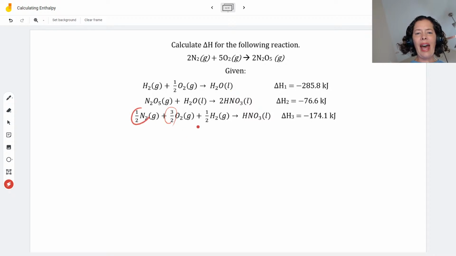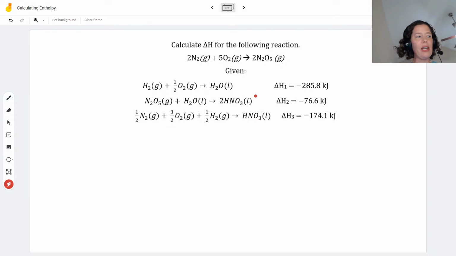I have a lot of halves, especially in this reaction, so I'm thinking at some point I'm probably going to multiply through by 2 or maybe 4 or some kind of even number to get rid of those halves. And what I also see is that my N2O5 is a reactant here, and it's not a product anywhere else, and I really want it as a product here. So at some point this reaction is going to have to get flipped as well. So that's just what I see at the onset.